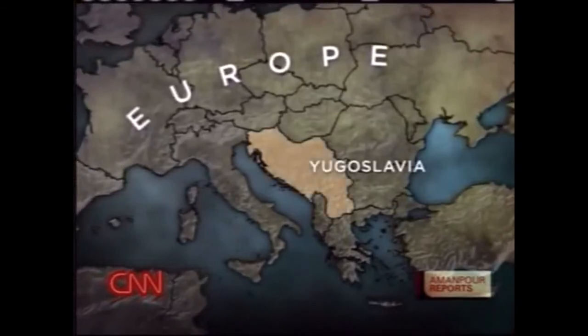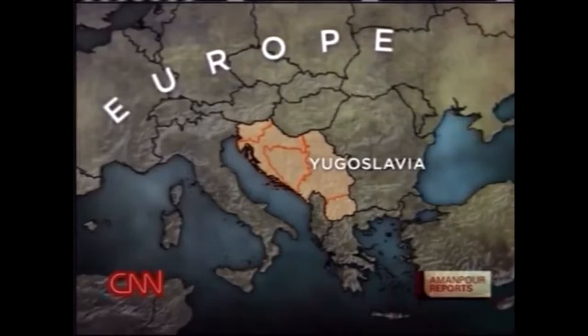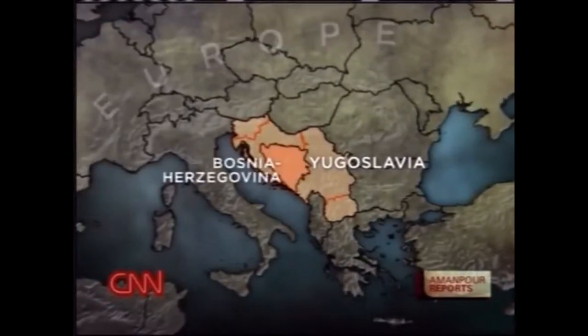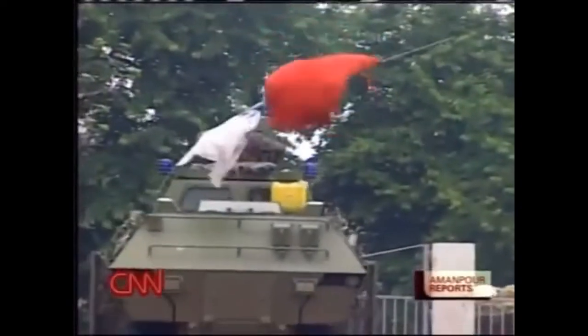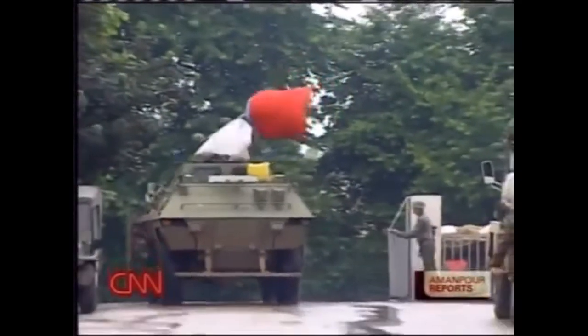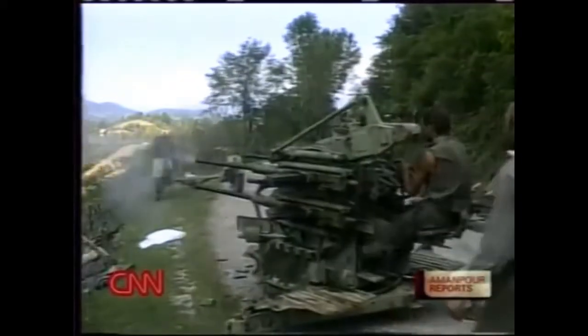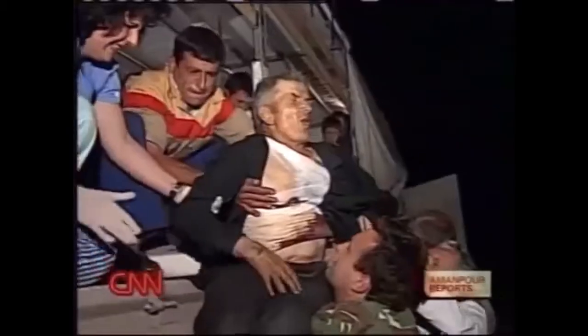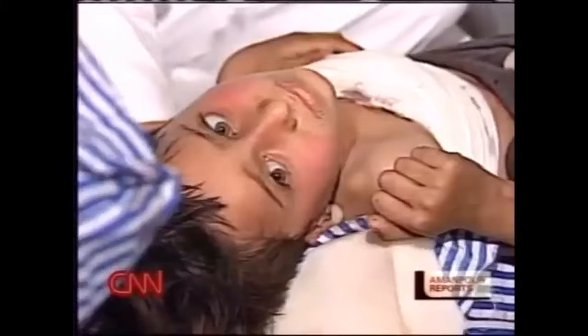In March 1992, Yugoslavia was already breaking up along ethnic lines when Bosnia-Herzegovina declared independence. Bosnia's Serbs, Orthodox Christians, wanted their own state, and they went to war for it. Their principal victims were Bosnia's Muslim population.